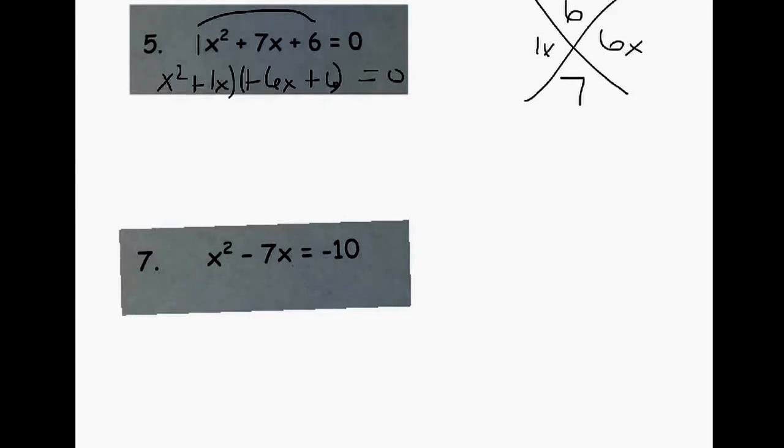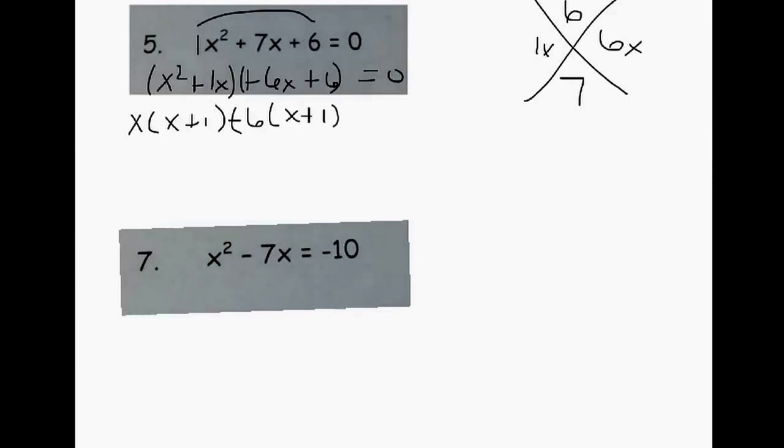going to group all of this. X goes in there and leaves us with x plus 1, plus 6 comes out of there, and that leaves us with x plus 1. So we set those x plus 1 in parentheses together, and then we do the outside stuff together. X plus 6 equals 0.